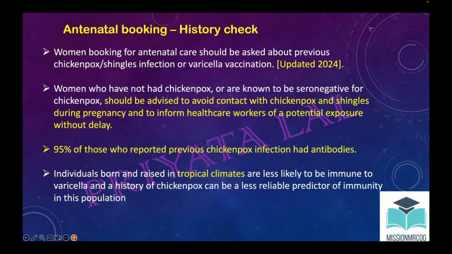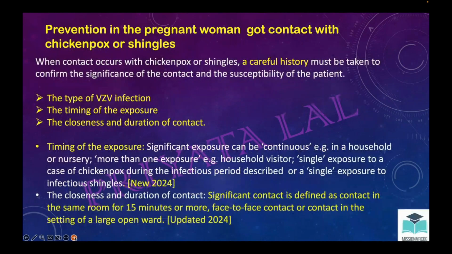95% of those who reported previous chickenpox infection would have antibodies. And the individuals born, as I have already told, in tropical and subtropical countries are more likely to not have antibodies, they would be seronegative, and more susceptible. Now the second scenario: the patient already got contact and she is pregnant, so what will be the next thing?